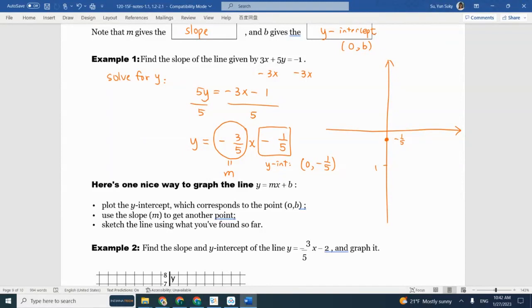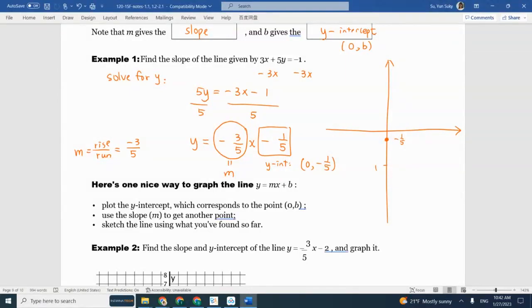And then use the slope to get another point. Okay, look at the slope. Slope is rise over 1, negative 3/5. You can think of it as negative 3 over 5.